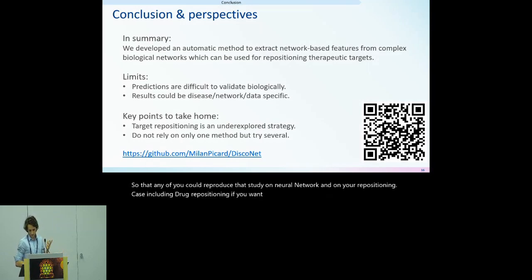The key point to take home is that target repositioning is an underexplored strategy, at least compared to drug repositioning, and that it showed that it could find back known targets. And not to rely on only one method, but try several. Because if I were only to focus on signature-based strategies, like most papers did, I would not have achieved the best performances.